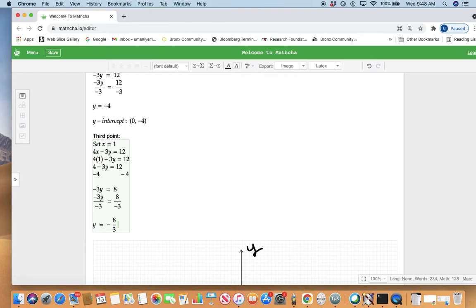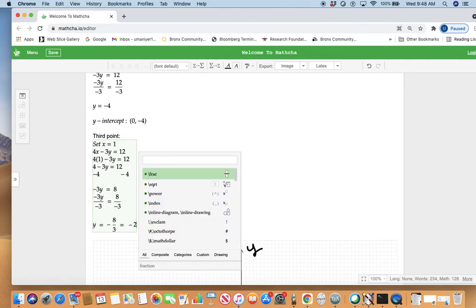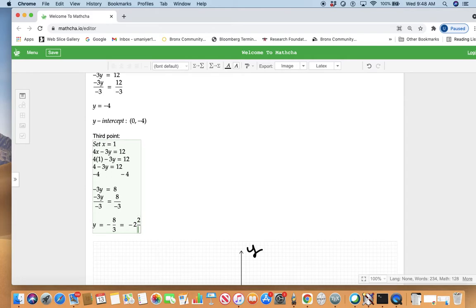So notice you need to estimate this. So it's negative. How many 3's go in 8? 2 3's go in 8. 3 times 2 is 6. What's the remainder? The remainder is 2, with the divisor 3. So 2/3 is the fractional part of this mixed number.